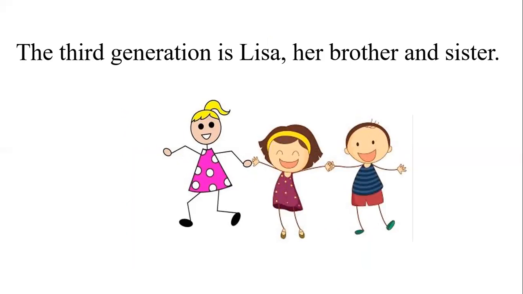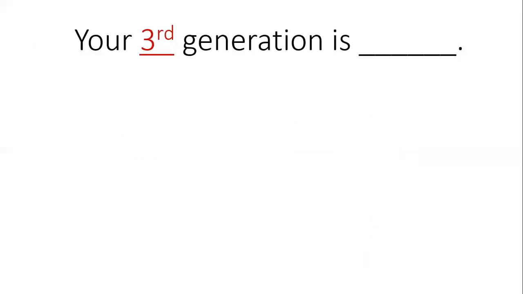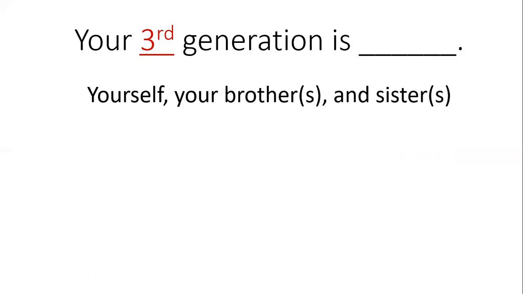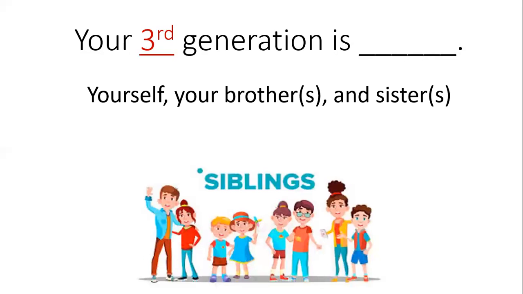The third generation is Lisa, her brother, and her sister. Now your third generation is yourself, your brother or your brothers, and your sister or sisters.